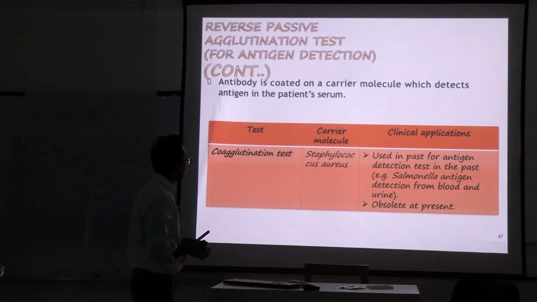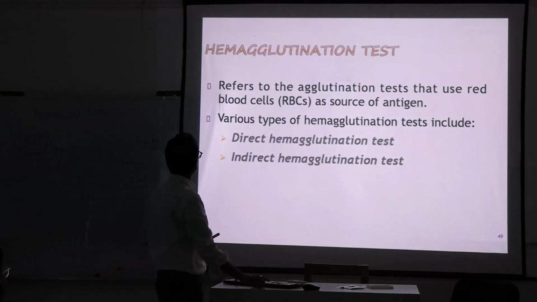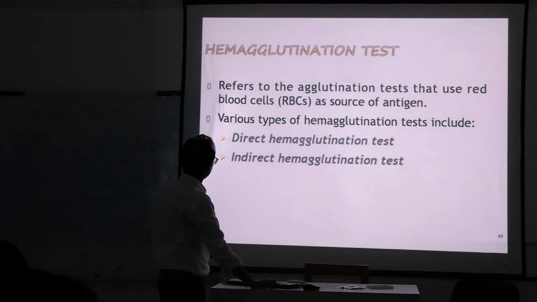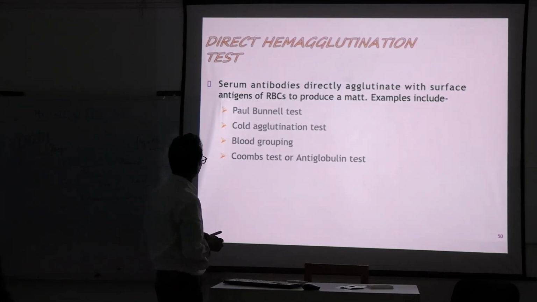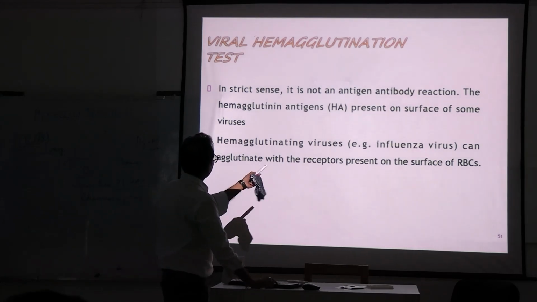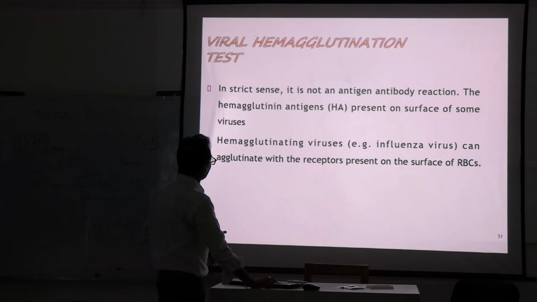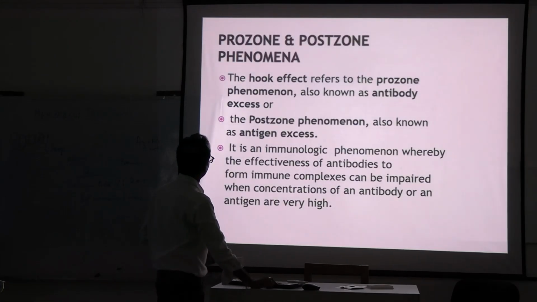What is co-agglutination test? Just remember the name. Already we have covered this. Just remember a few tests: Paul Bunnell, cold agglutination, blood grouping, Coombs. These are direct hemagglutination tests. Viral hemagglutination is present on the surface of some viruses, like influenza virus, where hemagglutinating viruses can agglutinate with the receptor present on the surface of RBC. Prozone phenomenon I have already covered.